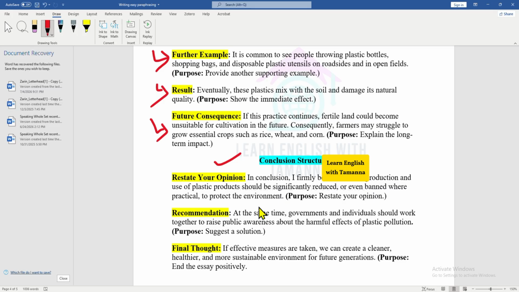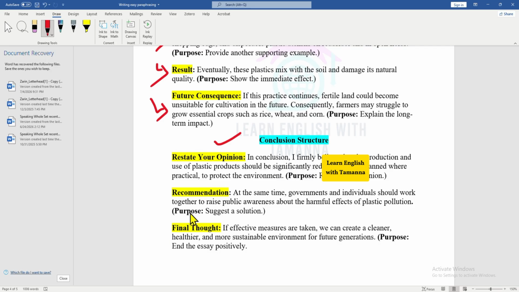to protect our environment. Okay, you can also add recommendation, that's up to you. If you don't have any, you can skip this one. This is not mandatory, but yes, if you have any, you can add that. Here, I added that at the same time, governments and individuals should work together to raise public awareness about the harmful effects of plastic pollution. So here I suggested a solution.